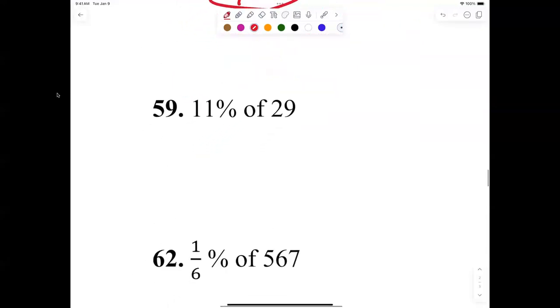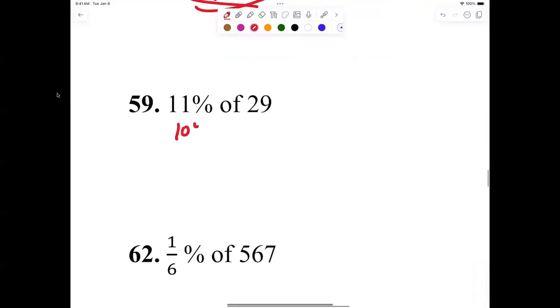11% is definitely close to what? 10. 10% of 29, and that we could just say is 2.9. I just got 3, because I turned 29 into 30. And I'm glad with that too, 30. I'm totally good with that.